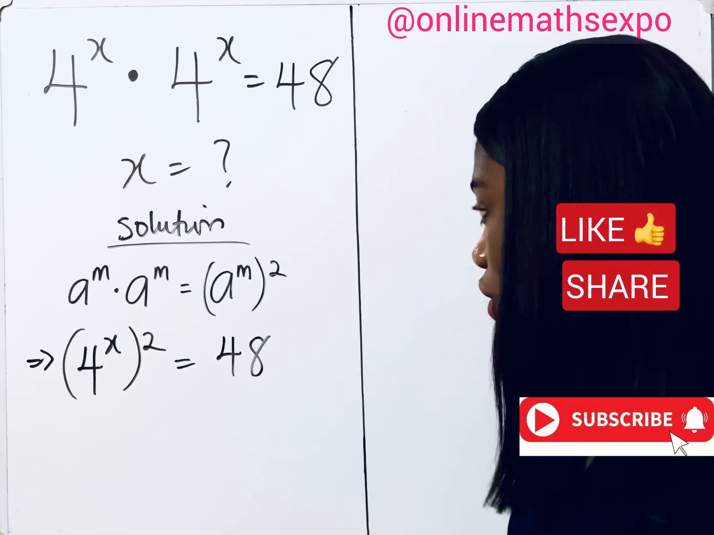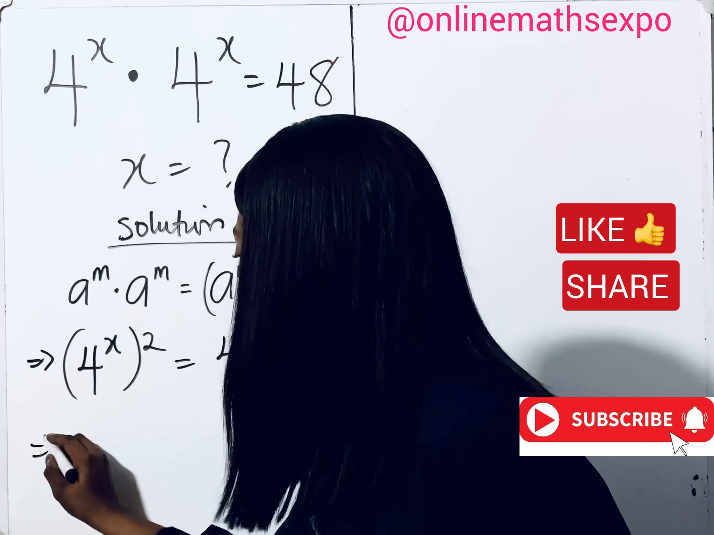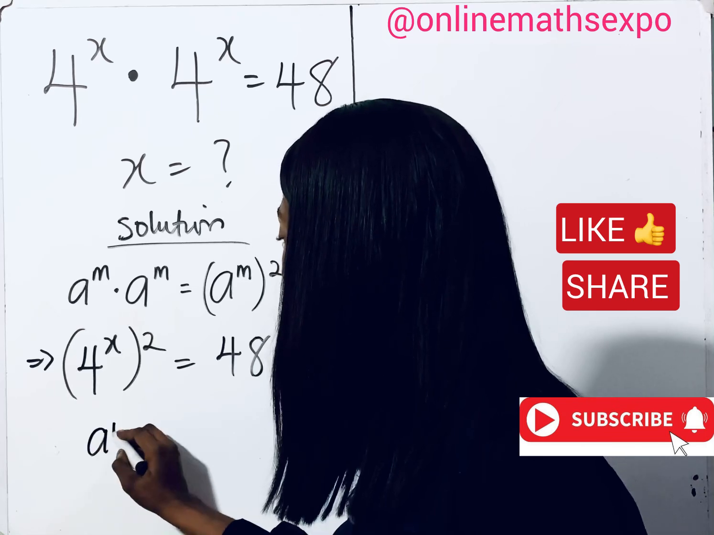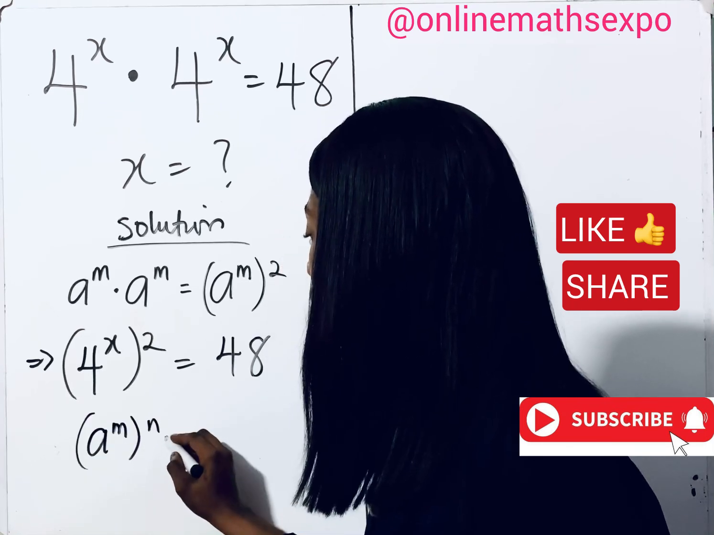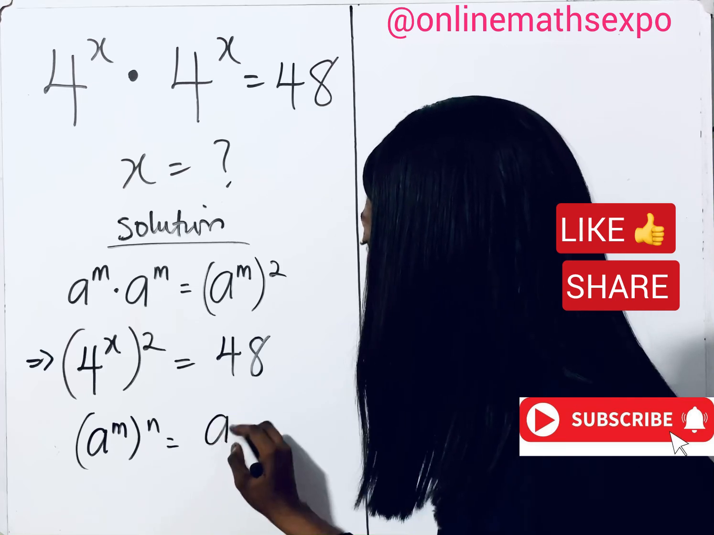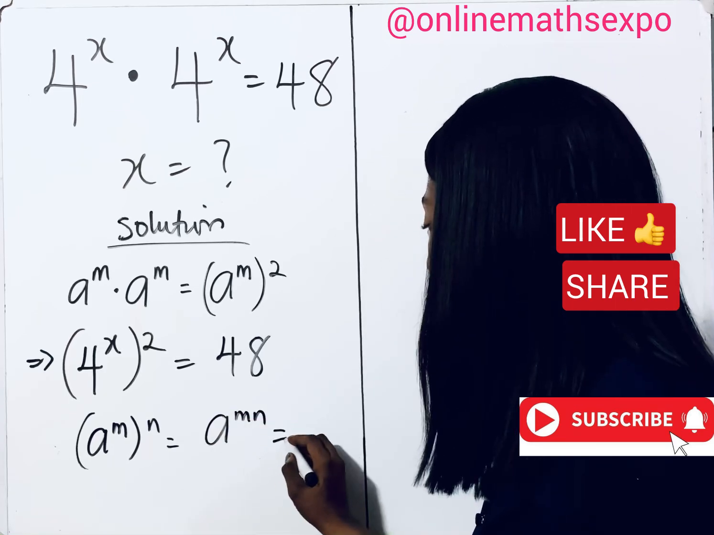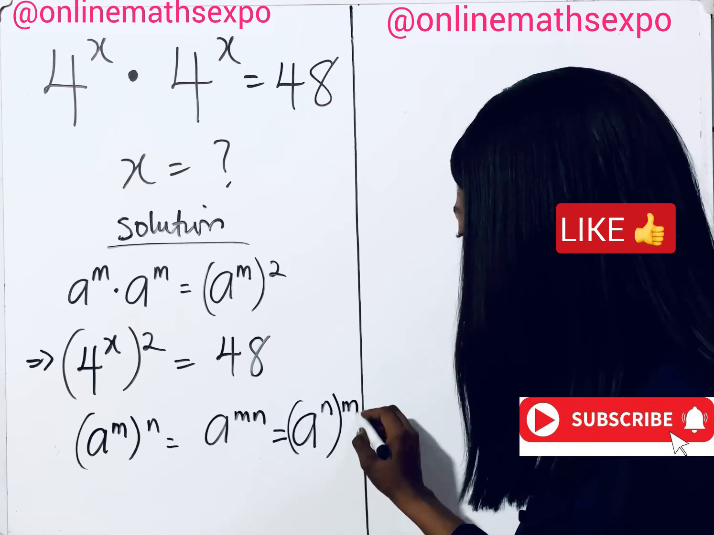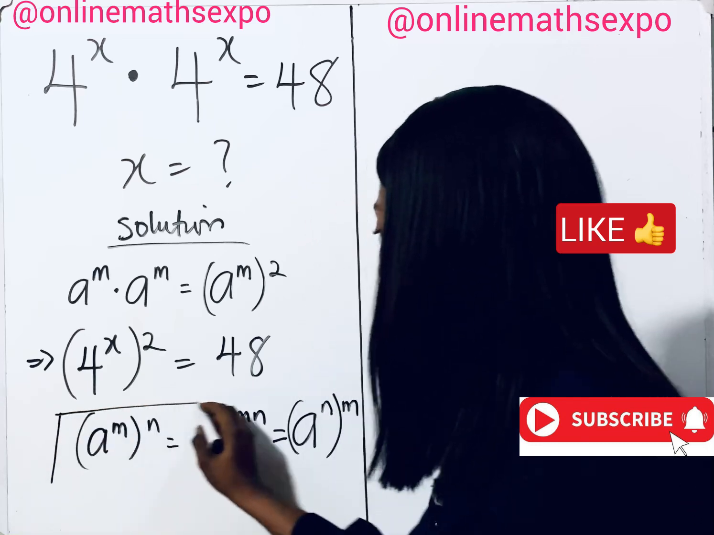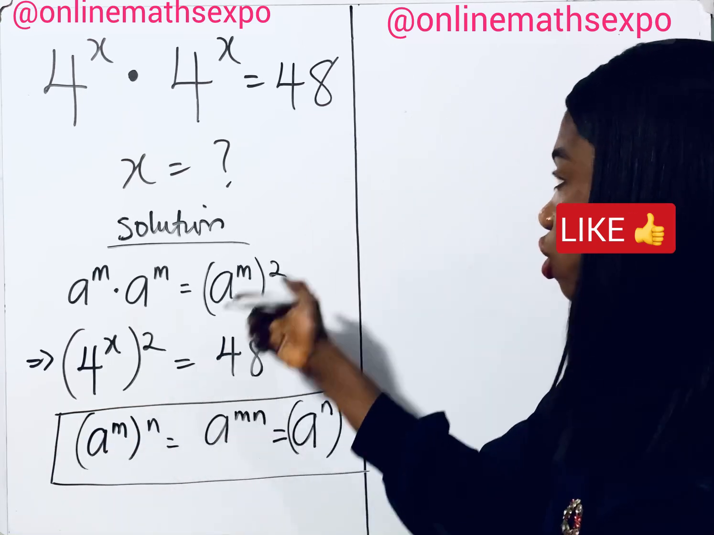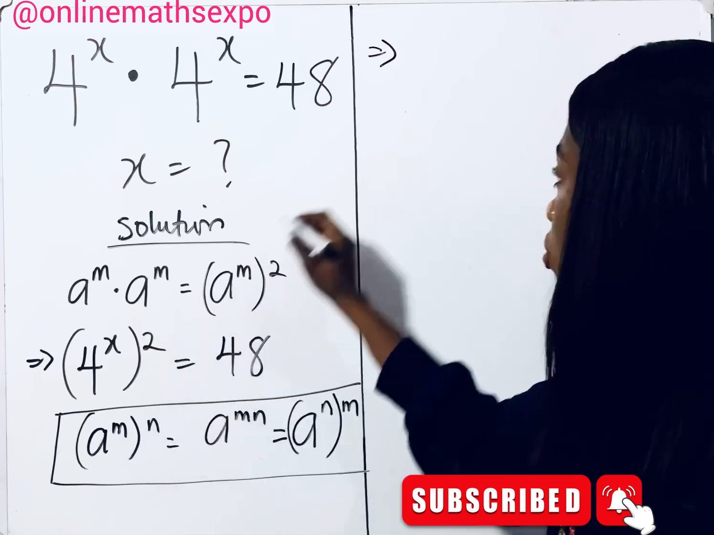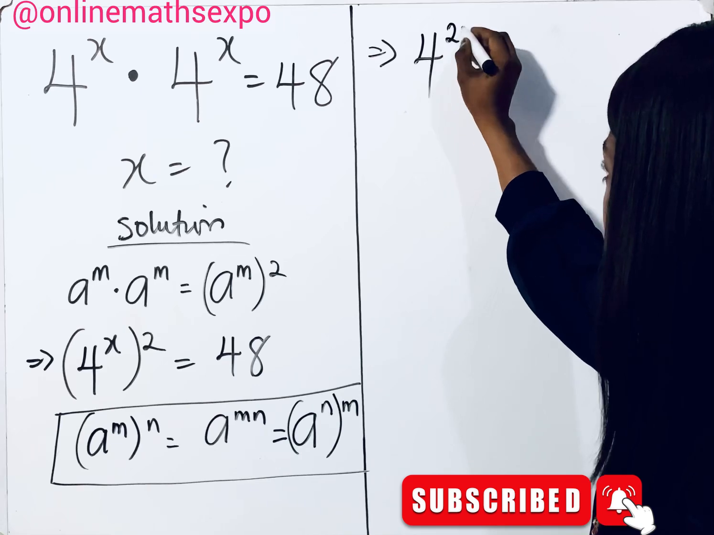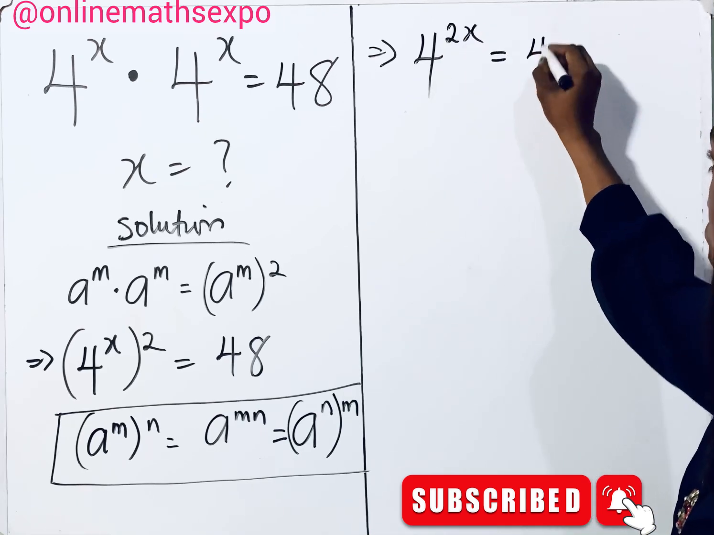Now, just remember this rule of exponent, which says that when you have a to the power of m raised to the power of n, it simply means a to the power of mn, which can also be written as a to the power of n then raised to the power of m. These three are the same. So let's apply this here. We are going to now have 4 to the power of x, and we multiply this to give us 2x, and is equal to 48.